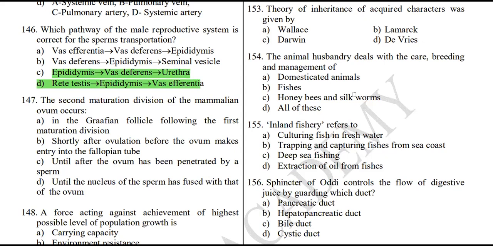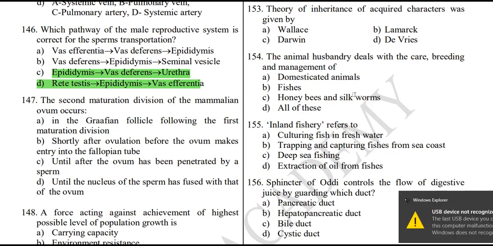The next question is: the second maturation division of the mammalian ovum occurs. Okay, first we have to understand oogenesis. What is oogenesis? Oogenesis is the process where we see the formation of the ovum. So what exactly happens? The maturation takes place first. In the first step, the primary oocyte is formed, and then there is formation of the polar body. And then what exactly happens?